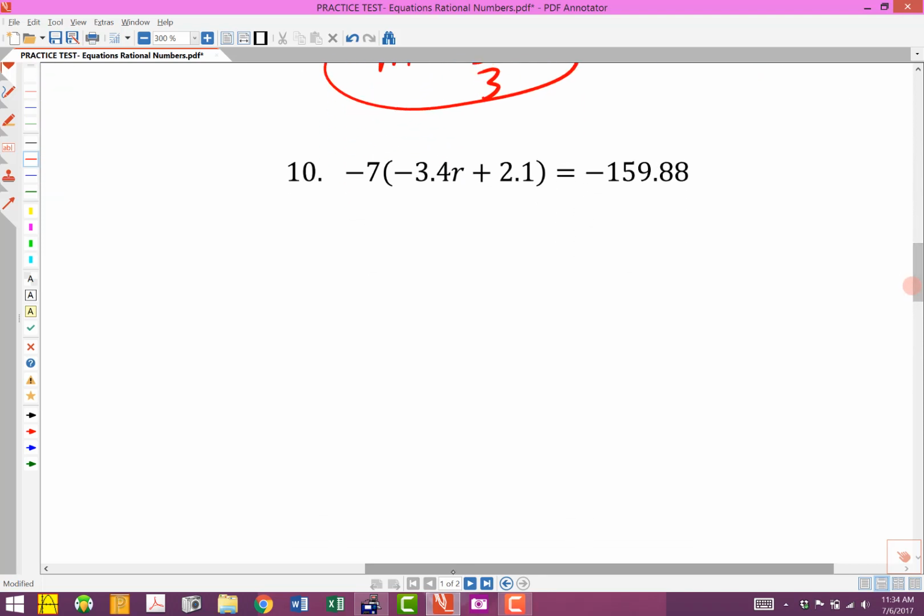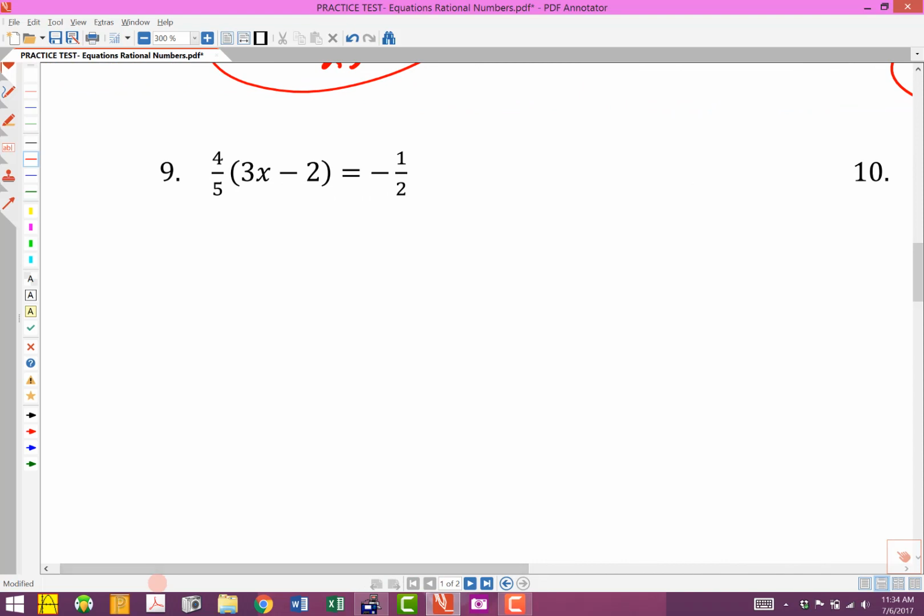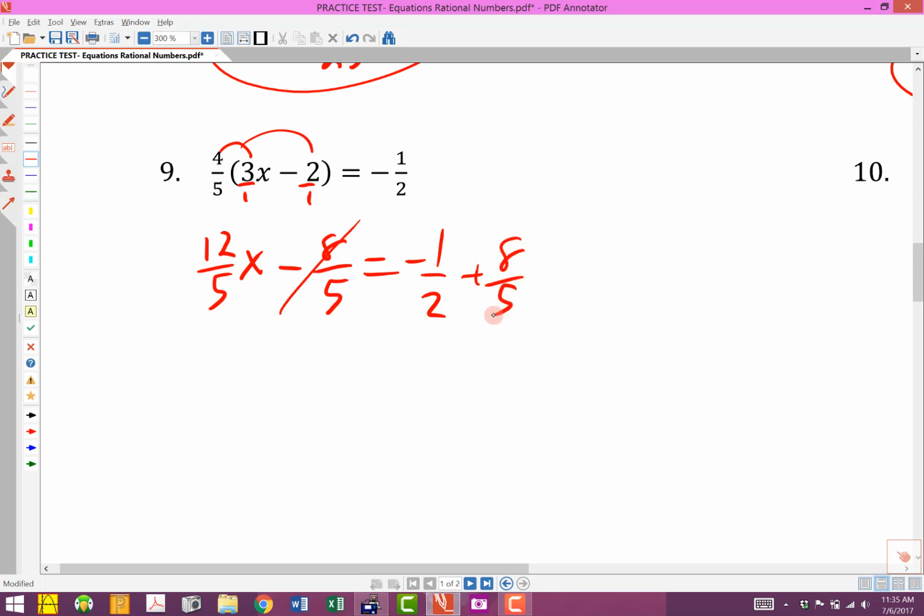Alright, take a look at 9 and 10 here. Let's do some distributing. So this is going to be 12, and I'm going to think of that as over 1 on each of these. So 12 over 5x. This is going to be negative 8/5, and over here we have negative 1/2. And now we've got a regular old two-step equation, so I'm going to add 8/5 to both sides to cancel that off. So we'll add 8/5 here.